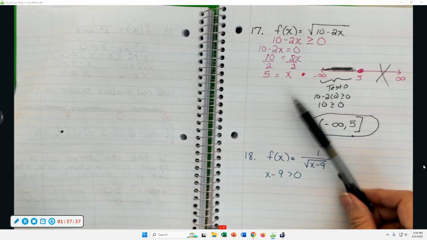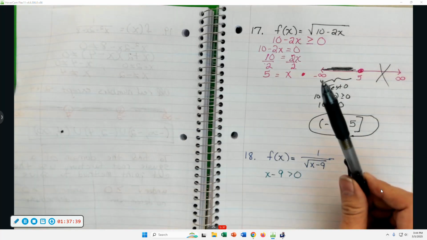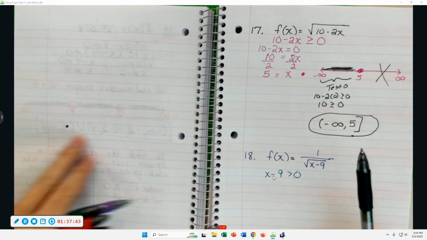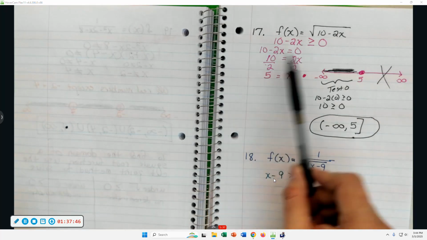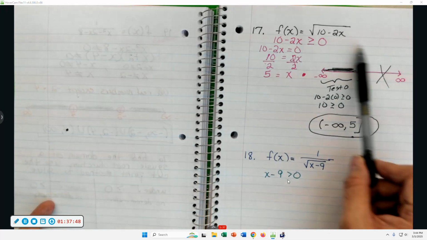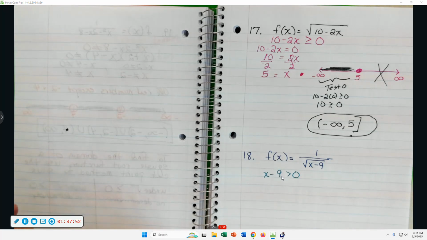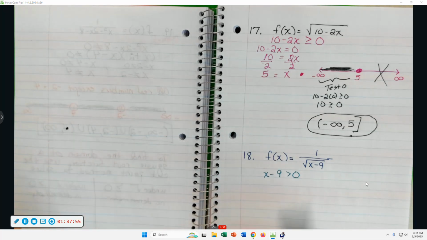There's a reason why we're doing these last. They're the most involved. But when we were solving inequalities, we were solving really messy ones. We never had one as nice as 17 or 18. It's a pretty painless inequality.